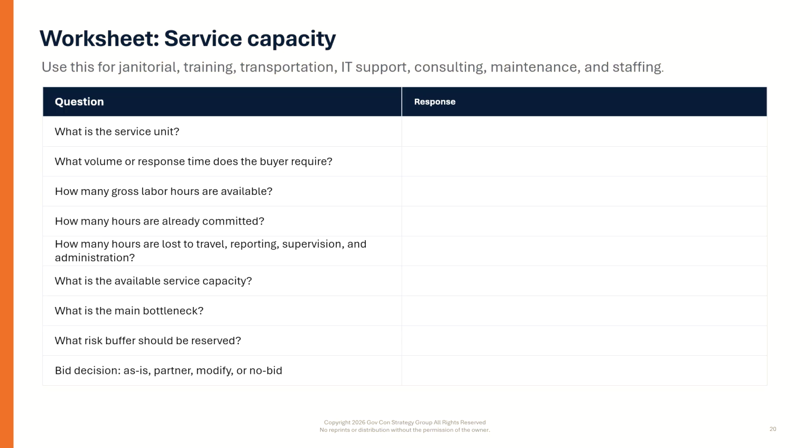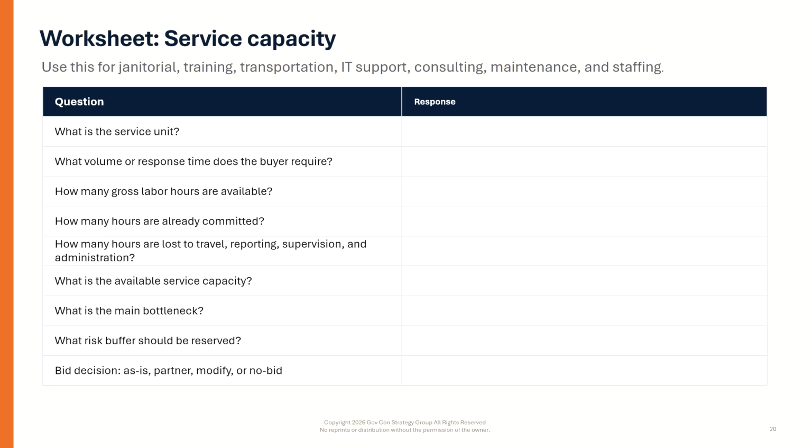Next, identify the volume or response time the buyer requires. A contract that requires 10 service calls per month is very different from one that requires same-day response, weekend coverage, or 24-hour availability. Then calculate your gross labor hours. This is the total number of hours your team could theoretically provide before anything is subtracted. But gross hours are not the same as available hours.